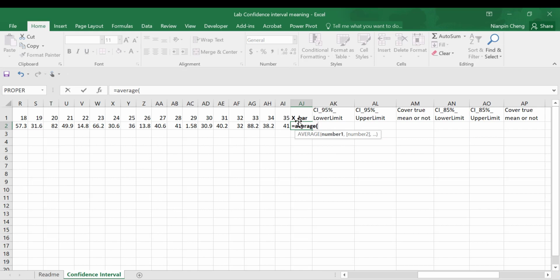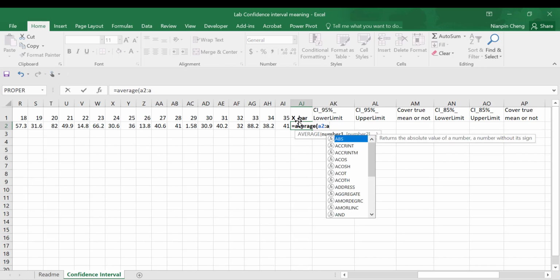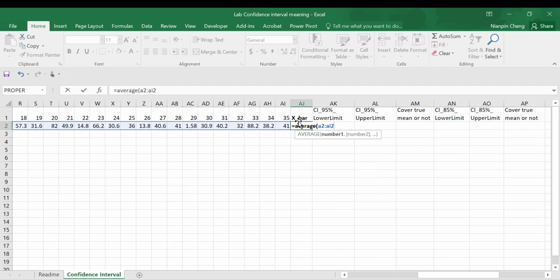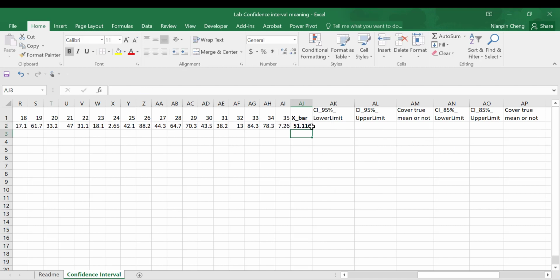from A2 to AI2. You see, this is the average of one sample.